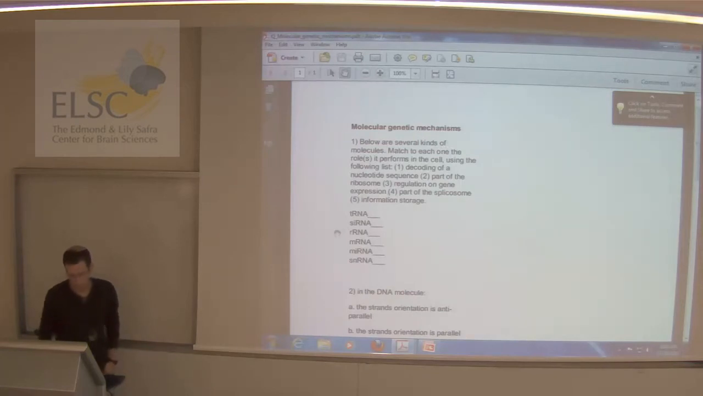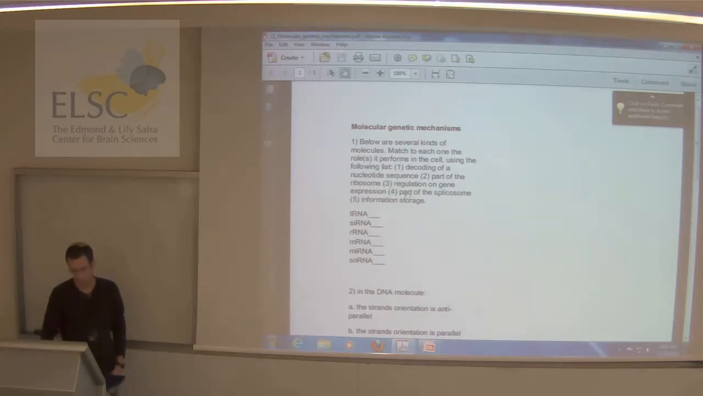Okay, so below are several kinds of molecules. Match to each one the role, or more than one role, it performs in the cell using the following list. And you're given here a list of roles. So let's start with the first role. Decoding of a nucleotide sequence is performed by which molecule? The transfer RNA, right? The tRNA. Part of the ribosome is what?